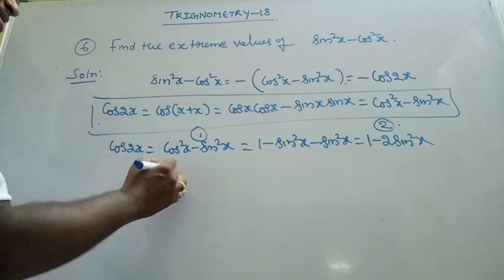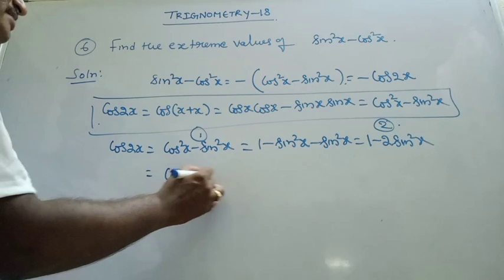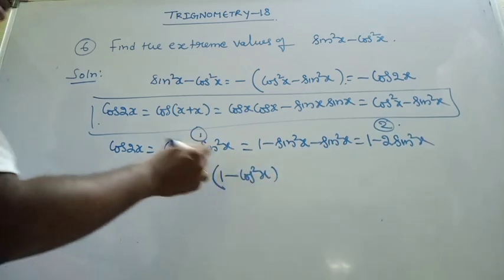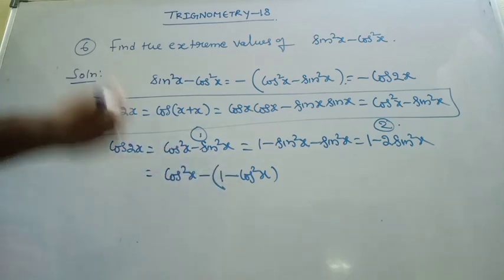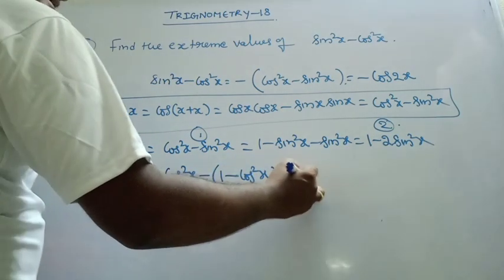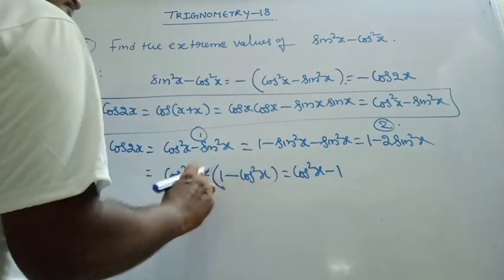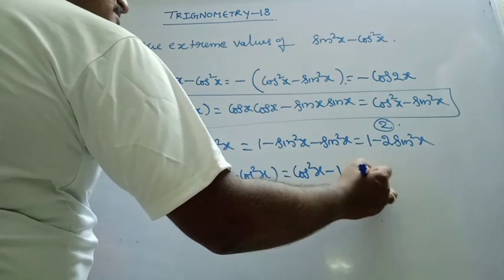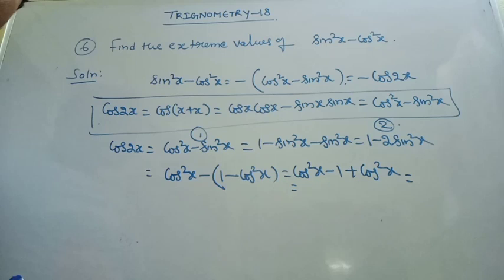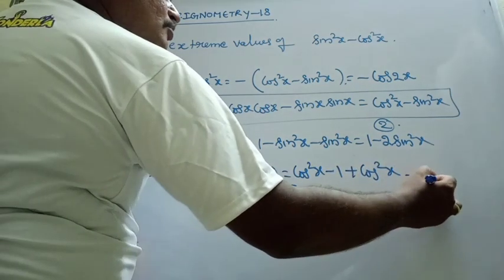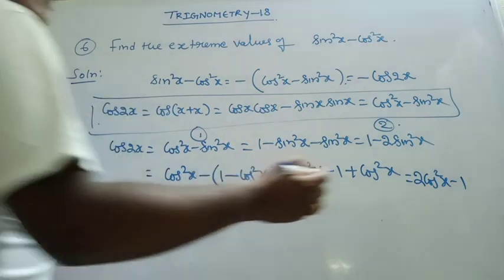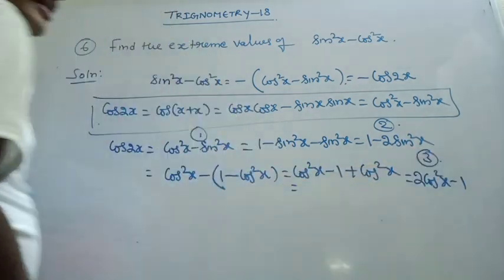Now I want this purely in terms of cos. That means here we have cos square x minus sin square x, and we convert the sin square x purely into cos, that is 1 minus cos square x. Then what we get is cos square x minus 1, minus into minus becomes plus, cos square x. Cos square x plus cos square x is 2 cos square x minus 1. This is the third formula.